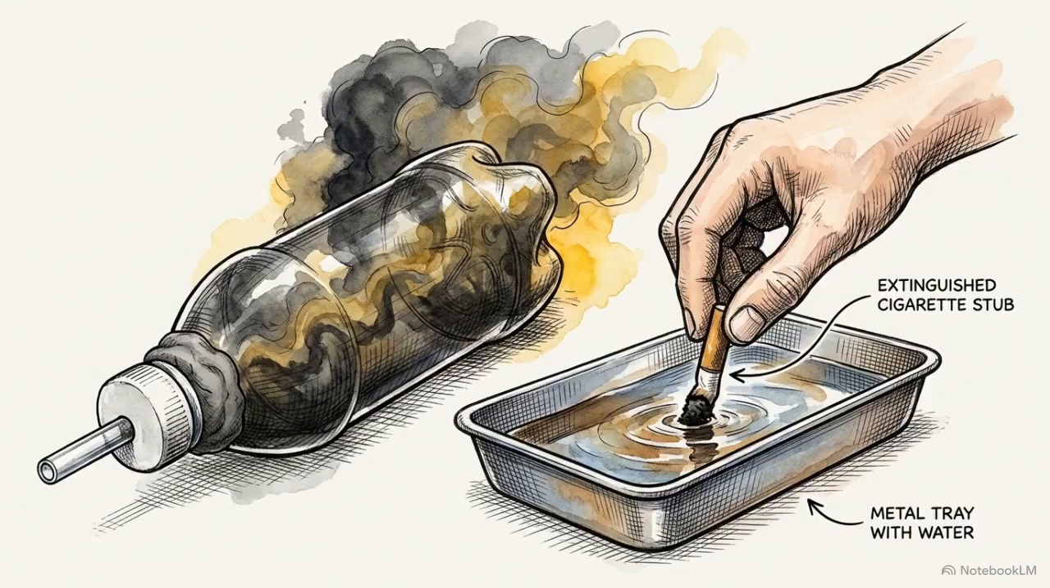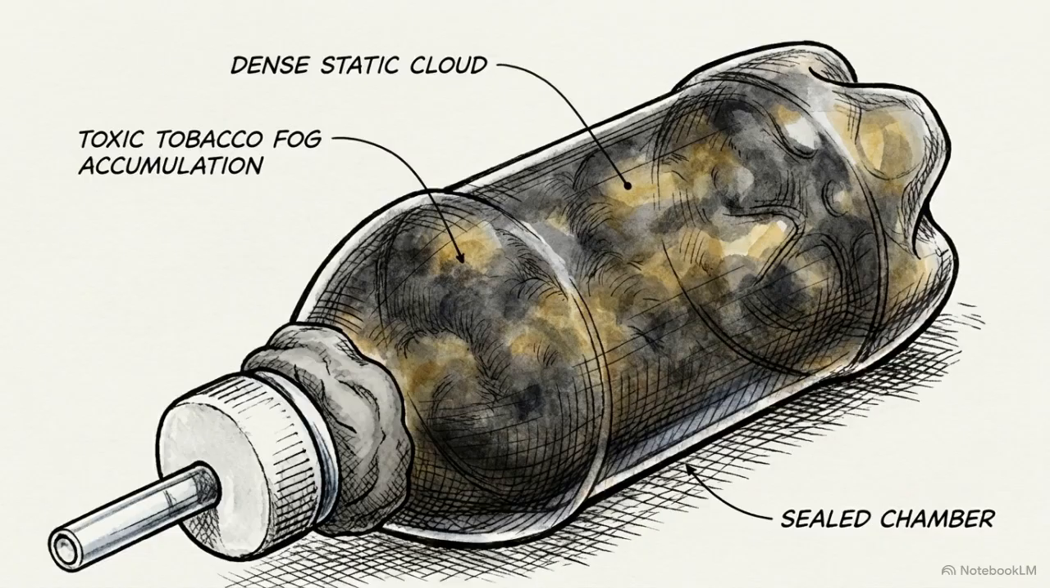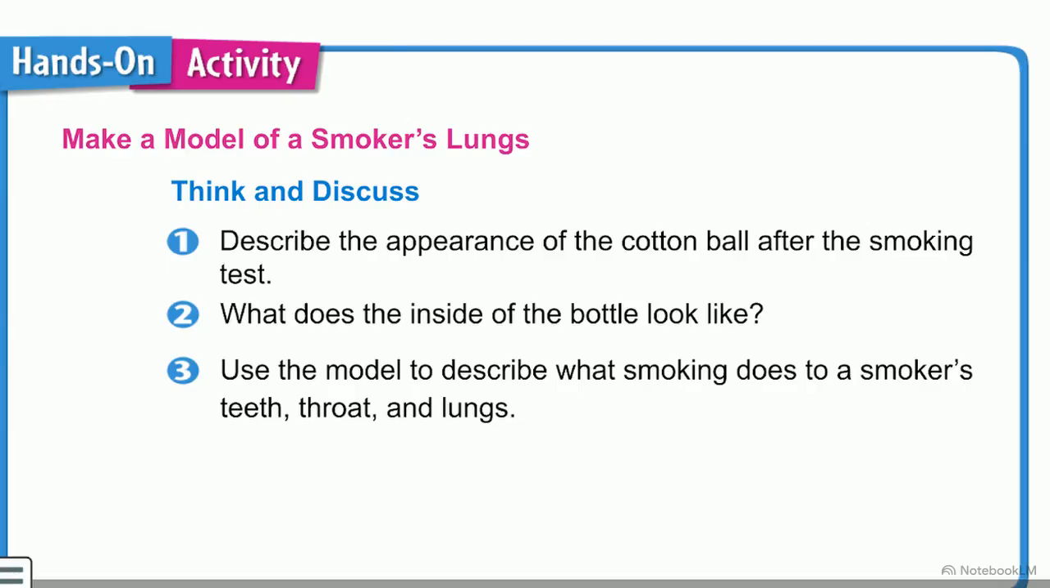Once the bottle is completely opaque with smoke, have the adult extinguish the cigarette and dispose of it safely. The simulation is complete, and the chemical byproducts of the tobacco are now trapped inside the artificial lung. It's time to examine the results. Unscrew the cap, pull the cotton ball out of the chamber, and look closely at its texture and color.